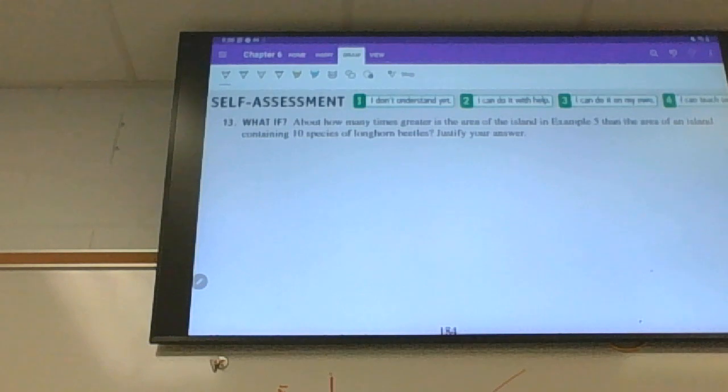All right, let's do this. So let's say the scientists are living their life, going out collecting beetles. They find 10. How big is the island they're on? I don't remember the equation. I'm gonna rewrite it right here.